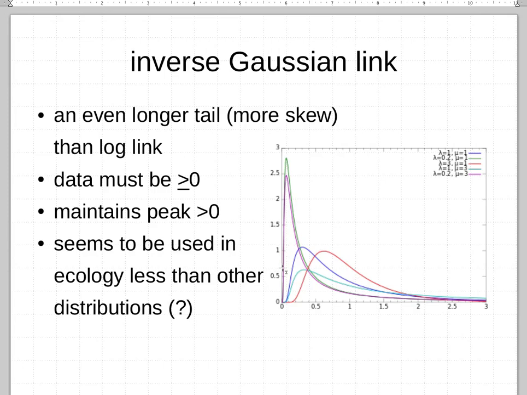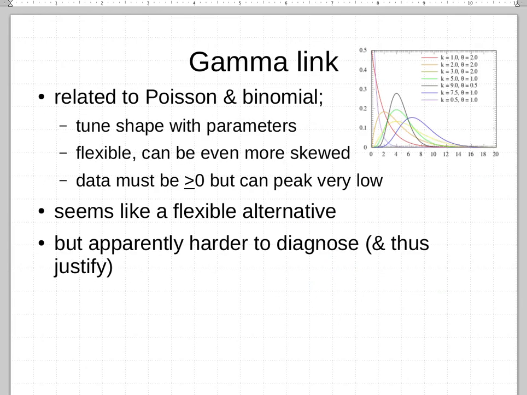The data have to be greater than 0 again, and it can maintain that peak a bit above 0, so it's a very skewed, very log-normal kind of shape to the data, it seems to me. That's another way to play around with skewed distributions. And then finally, there's this other one called a gamma link, which is related to the Poisson and the binomials, because you're doing the same sort of thing.